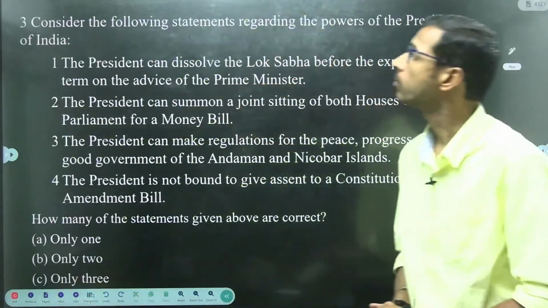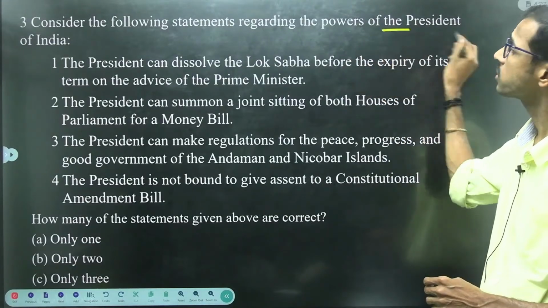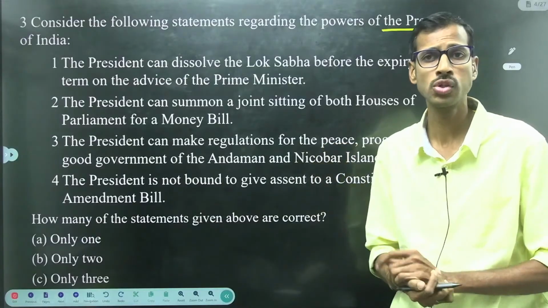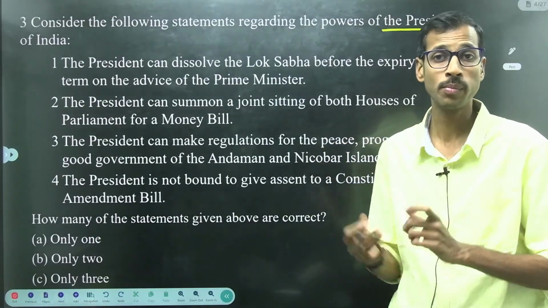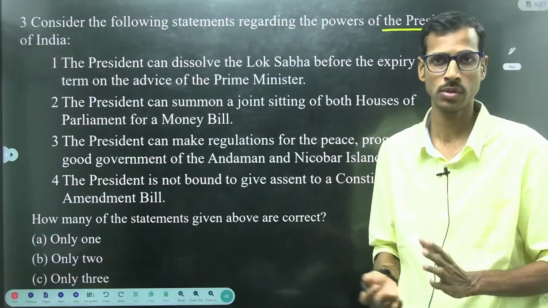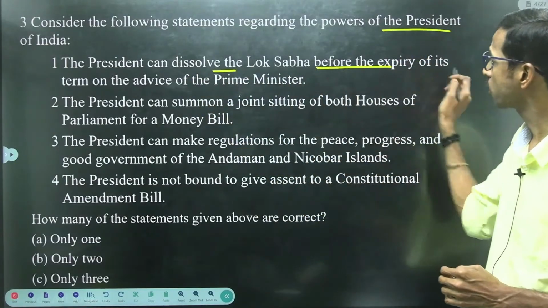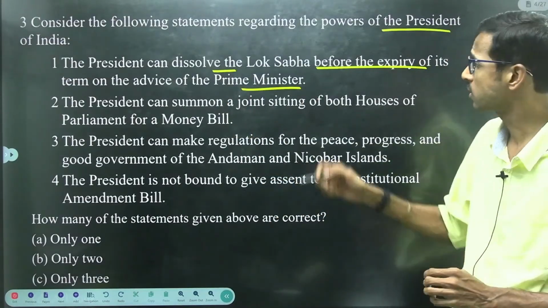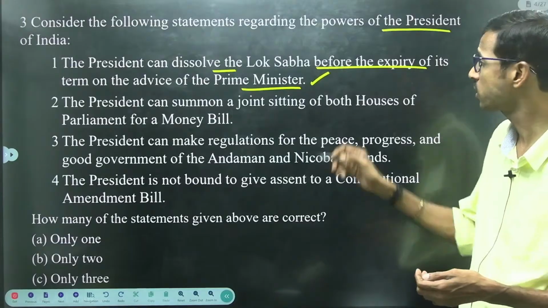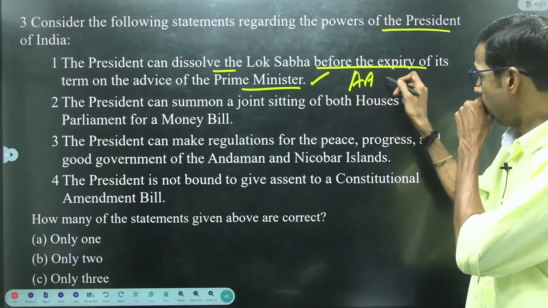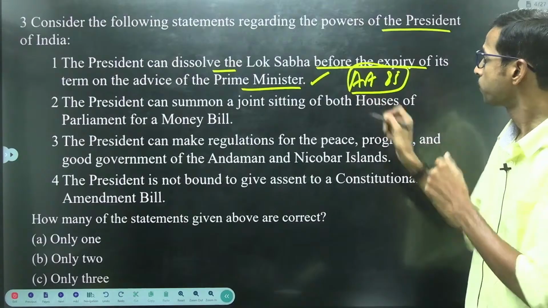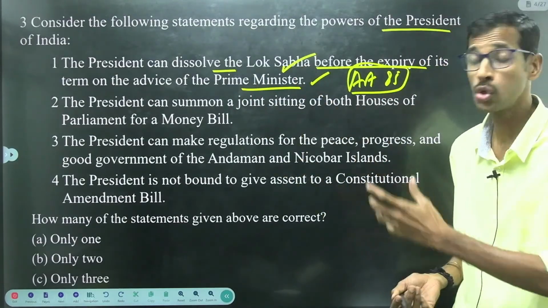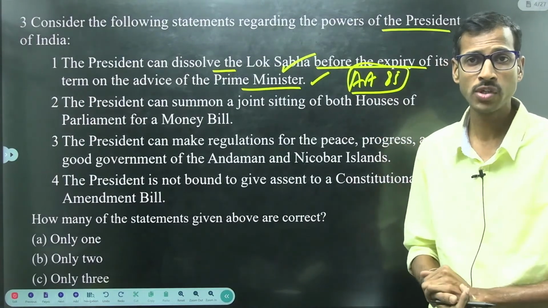Next, consider the following statements regarding the powers of the President of India. As we know, regarding the constitutional powers or authorities, the President and Governor have so many powers, right? The President can dissolve the Lok Sabha before the expiry of the term on the advice of the Prime Minister. So it is completely correct. If you see Article 85, it is completely related to the dissolution of the Lok Sabha based on the advice of the Prime Minister, right?